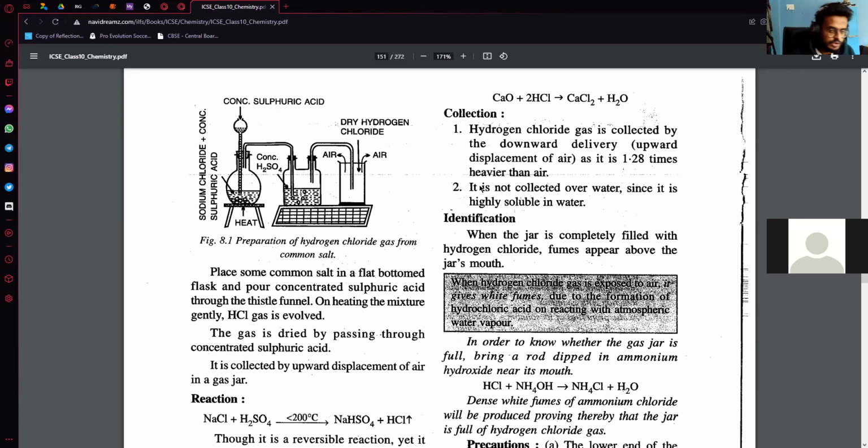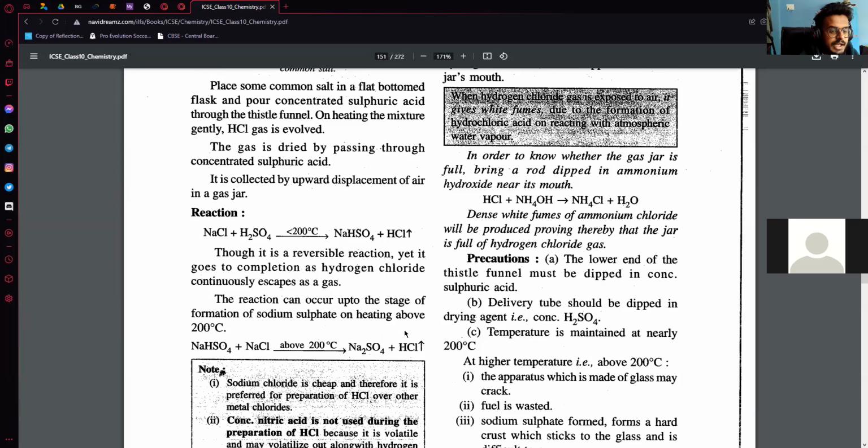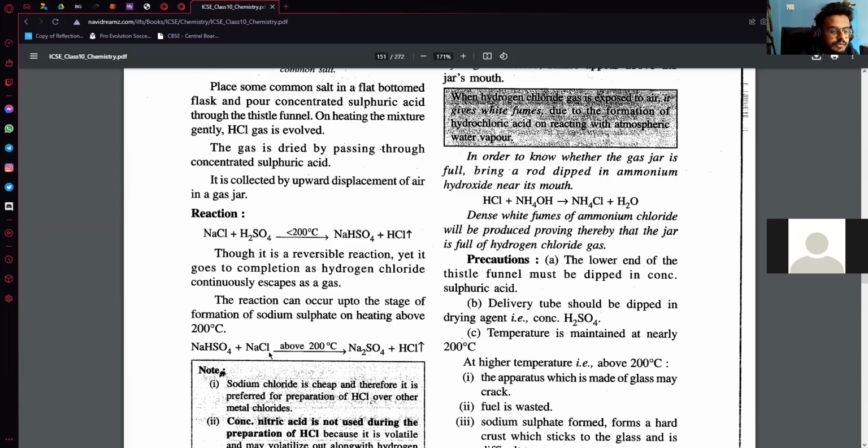Right, so it should be very clear that hydrogen chloride gas is heavier than air. Okay, it is heavier than air. So if you mix hydrogen chloride gas with air, obviously the hydrogen chloride gas will settle downwards and air will go upward because HCl is heavier, so it'll come down, air will go up, right? So in the laboratory, the same reaction is carried forward. The same NaCl plus H2SO4 gives NaHSO4 plus HCl, same reaction, but you can do it with two different temperatures.